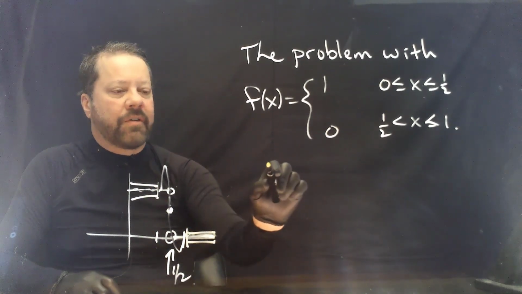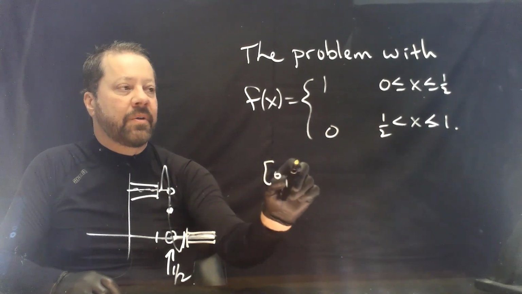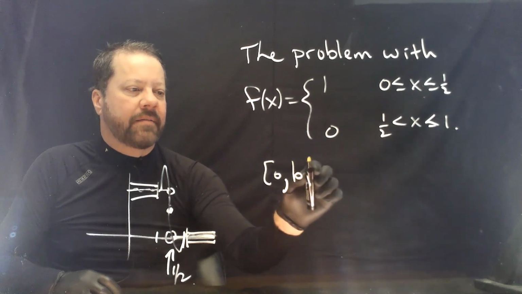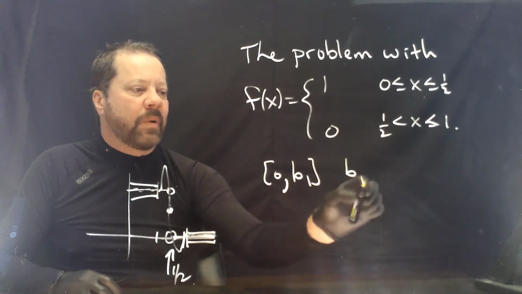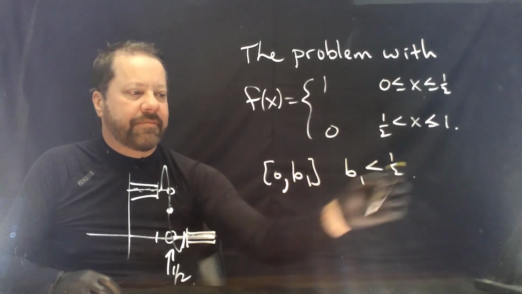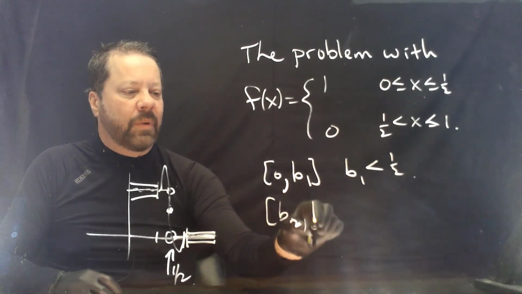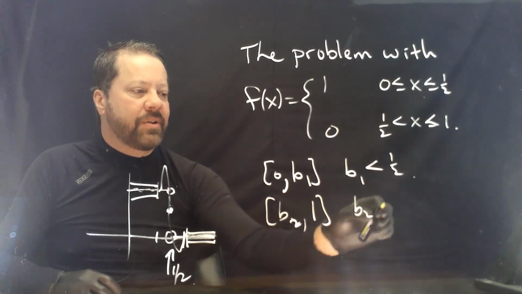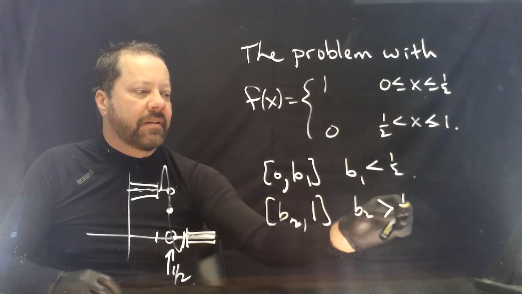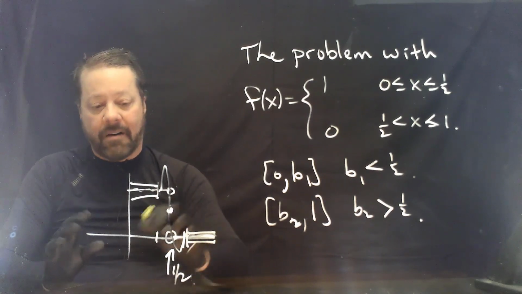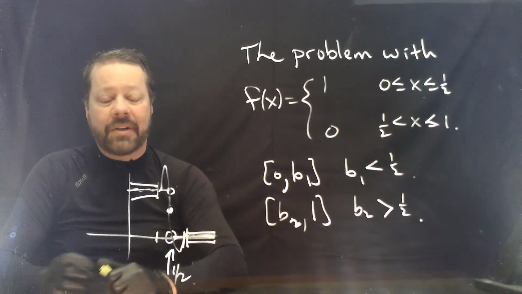So we'll go from 0 to B1, where B1 is less than 1/2, and from B2 to 1, where B2 is greater than 1/2. You can see that if you back off from discontinuities, you can still get uniform convergence.